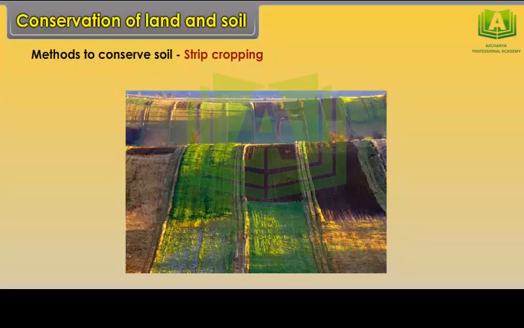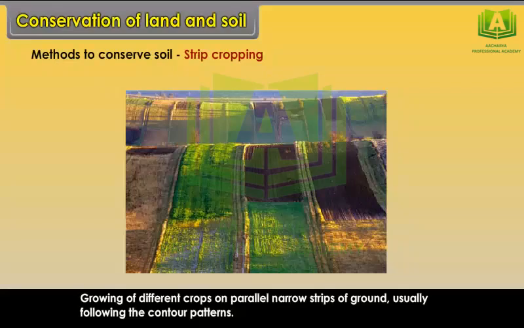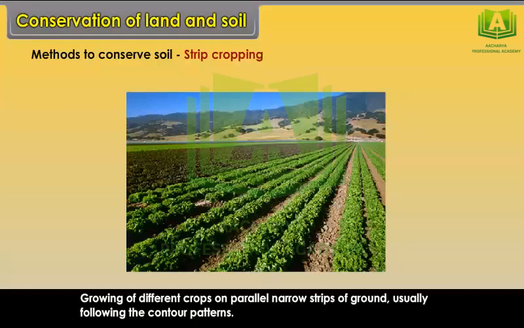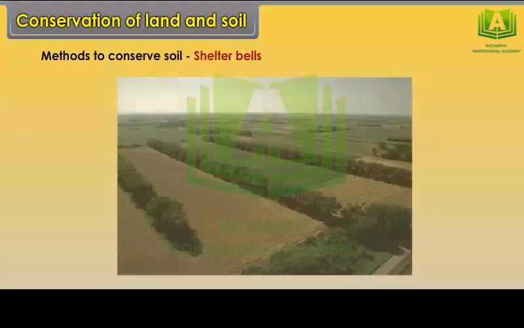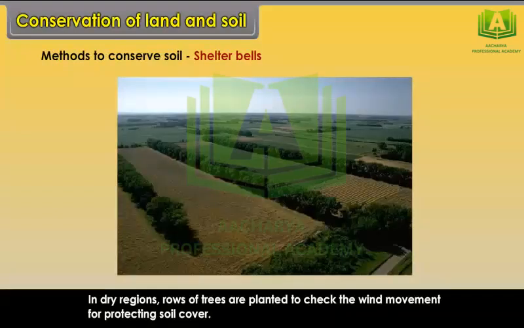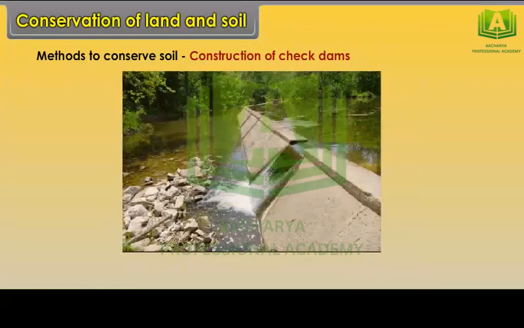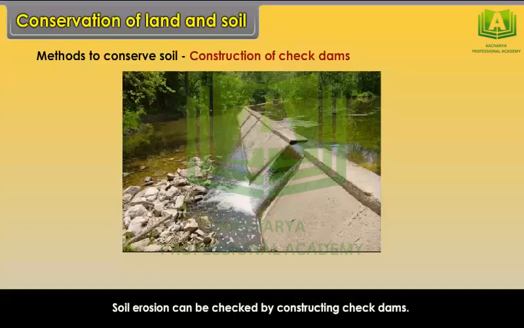Strip cropping. Growing of different crops on parallel narrow strips of ground, usually following the contour patterns. Shelter belts. In dry regions, rows of trees are planted to check the wind movement for protecting soil cover. Construction of check dams. Soil erosion can be checked by constructing check dams. It helps to prevent the spread of gullies.